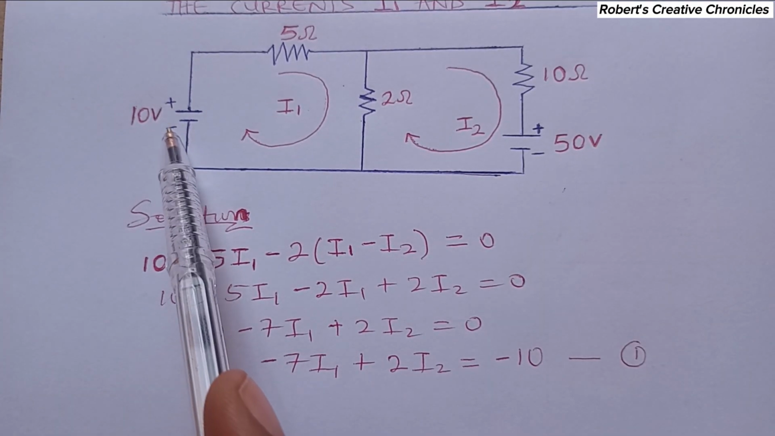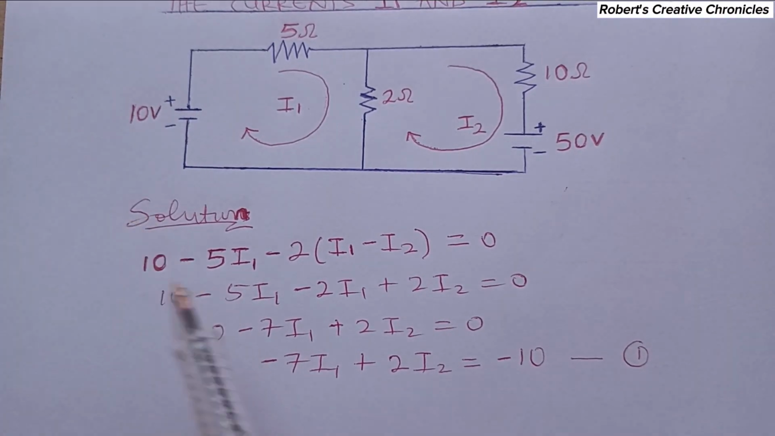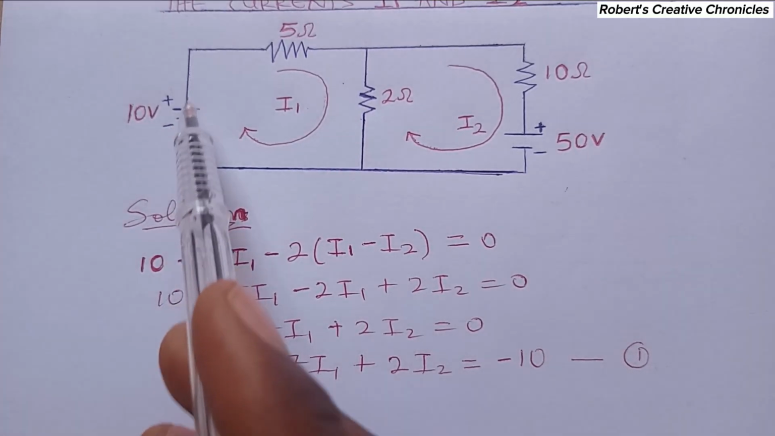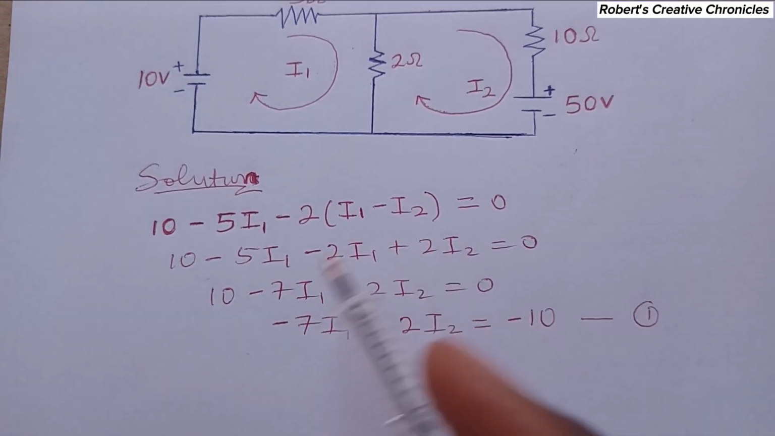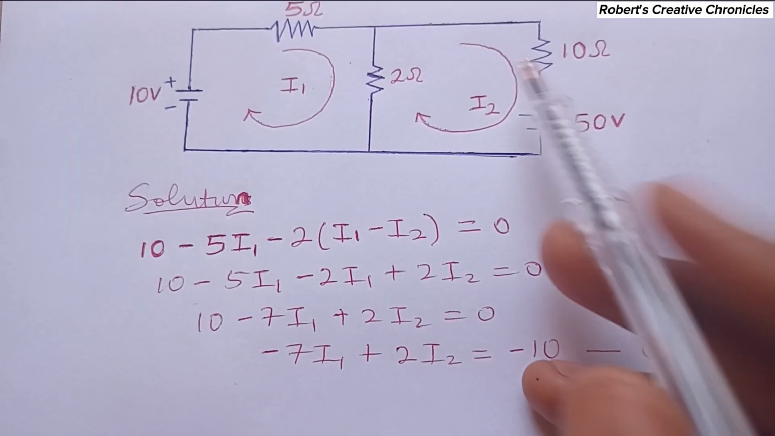In the same way, when we are moving from negative to positive, what you are moving to is what you are going to take as your identity. So in the same way, that is what we are going to take as the identity of the voltage here. So let's apply KVL to the second one.